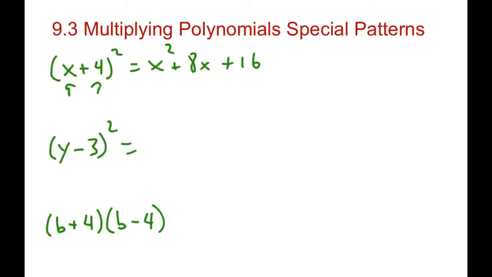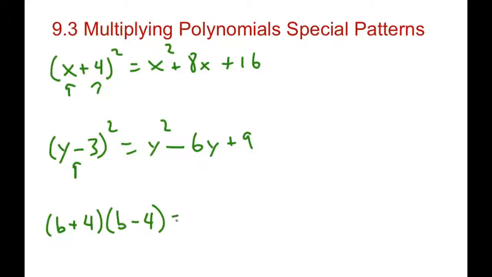Alright, the next one, the only difference here is I have a subtraction. So a squared, the first term is a, that's y in this example, so y squared. It's going to be a minus because of the subtraction here. And then it's 2 times a times b. A is y, b is 3. So 2 times y times 3 is 6y plus, and then b squared. B is 3, so 3 squared is 9.